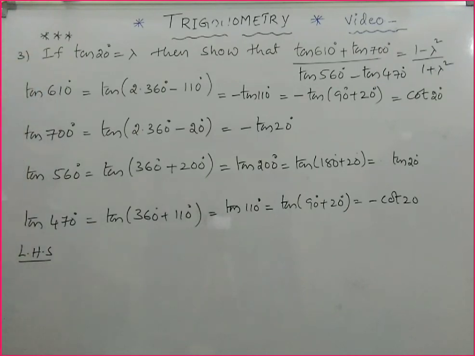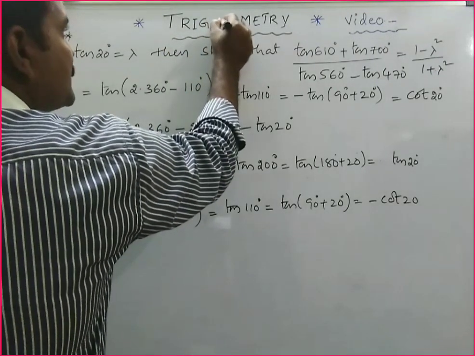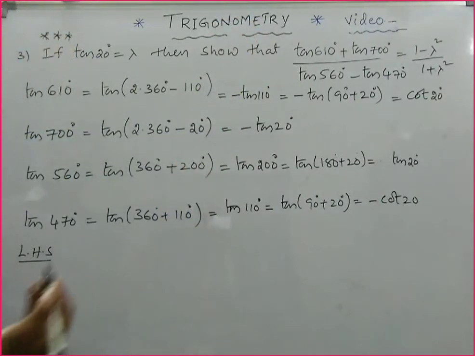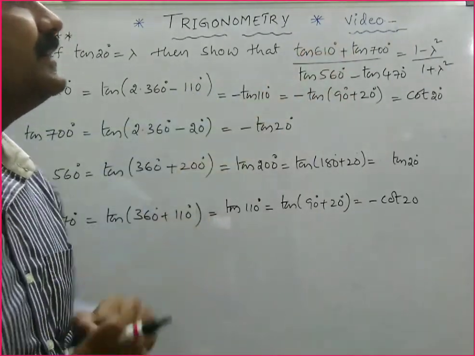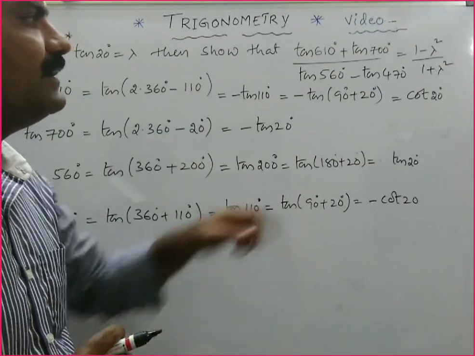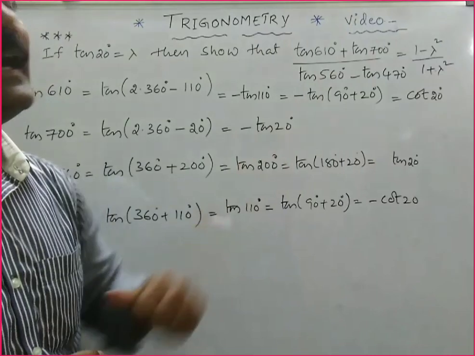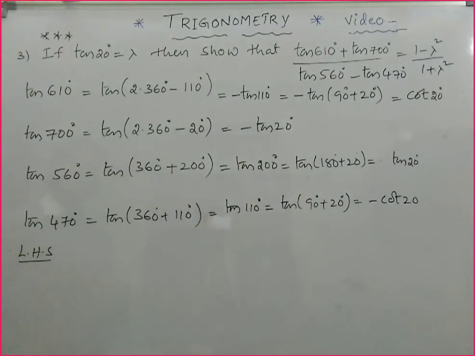Question number 3. If tan 20 degrees is equal to lambda, then show that (tan 610 degrees plus tan 700 degrees) divided by (tan 560 degrees minus tan 470 degrees) is equal to (1 minus lambda square) by (1 plus lambda square). My dear, even in the last video we did one problem related to this model.